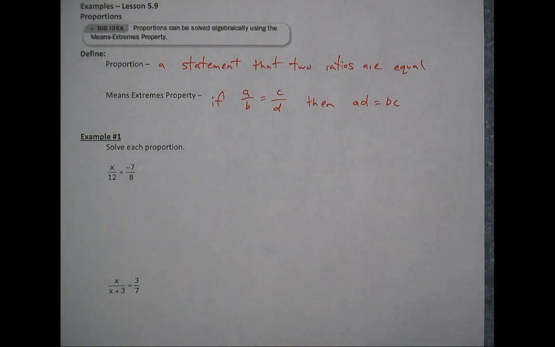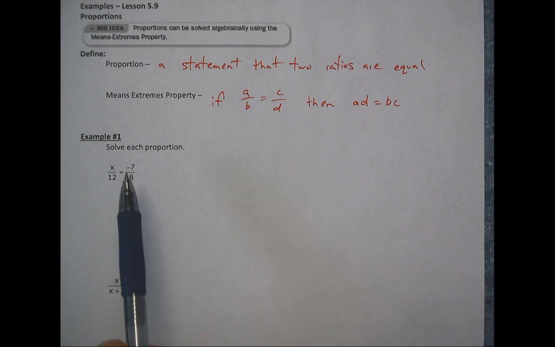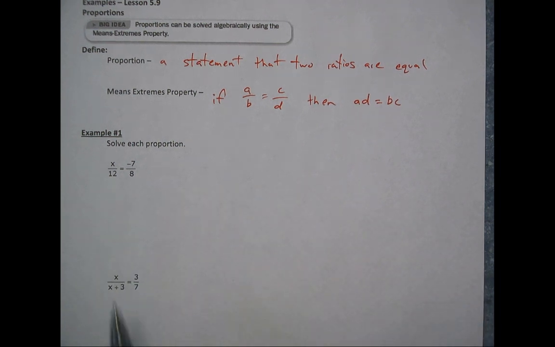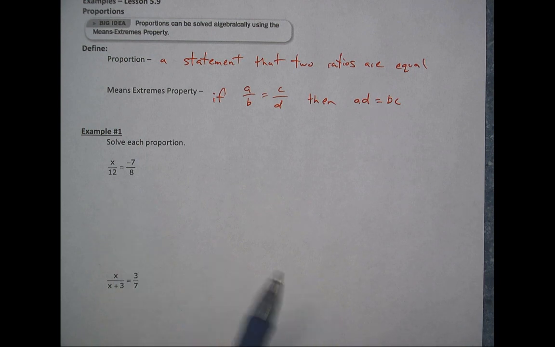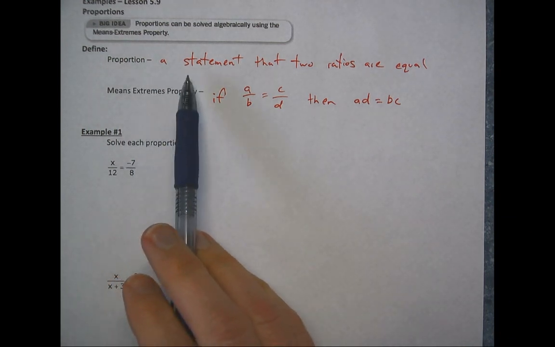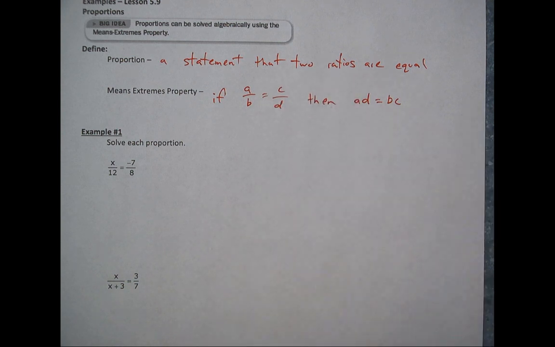All right, so today in 5.9, we're going to be looking at things that are called proportions. And you can kind of see what they're going to look like. Looks like two fractions with an equal sign between them, two ratios that are equal to each other. So a proportion is a statement that two ratios are equal. So that's what we're looking at here.